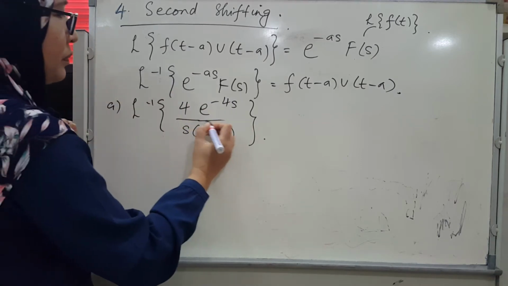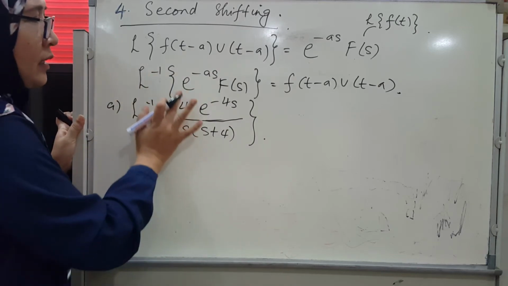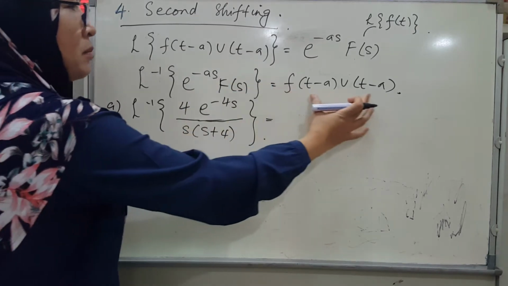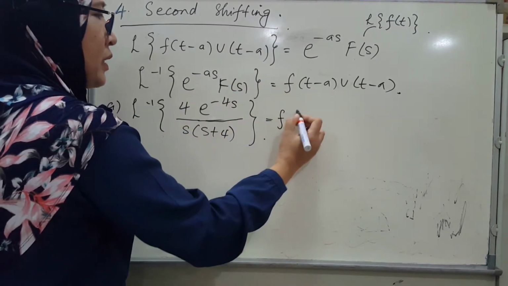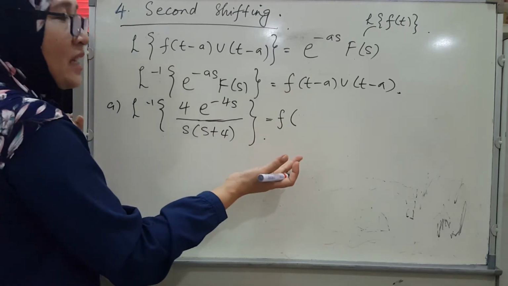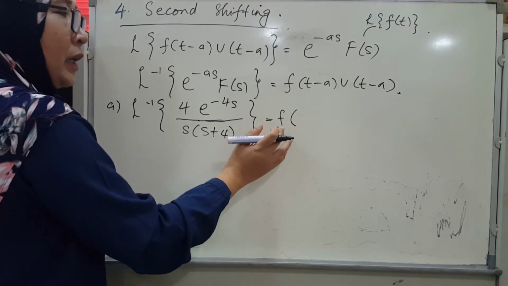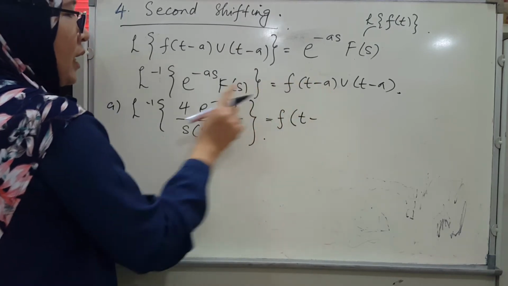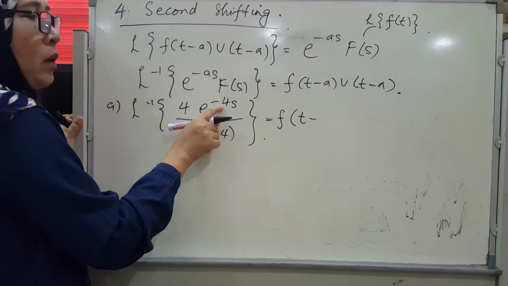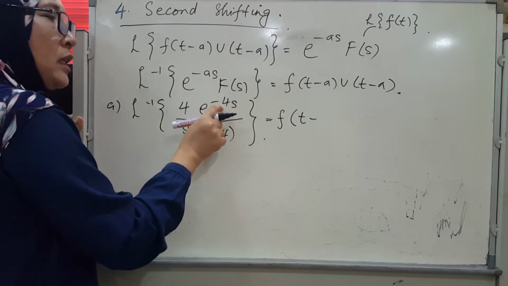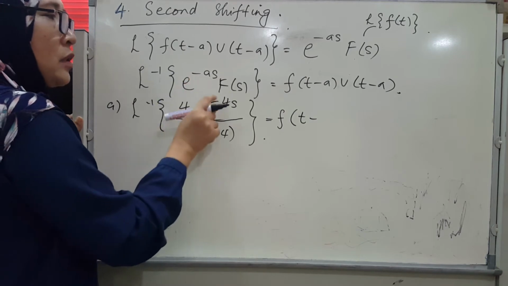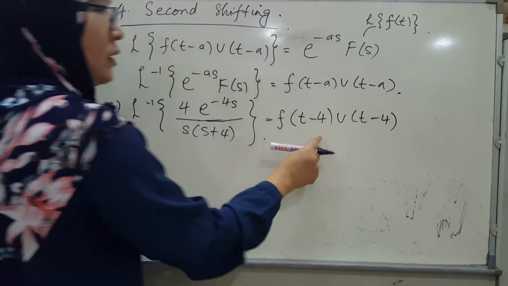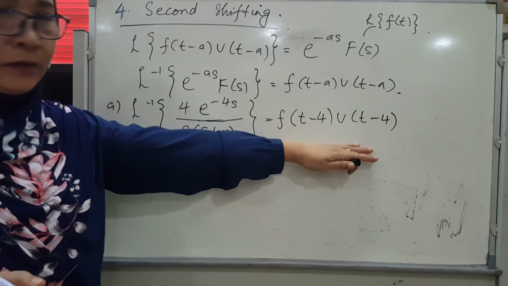Okay, so now we have decided that we use second shifting. So what happens if we have this question? It becomes like this. We just write f, because we don't know what f is. This is general. Later we will find what f is. So f(t minus a). Now we have to identify what a is. Match this one. a is the power of e. So this one, e, you have negative in the formula. So a is 4. So u(t minus 4). Okay. This is the general function.